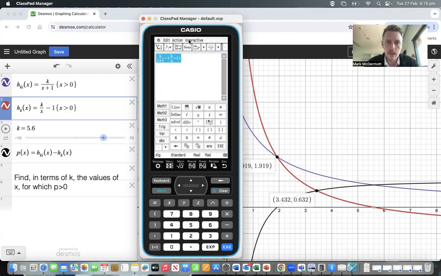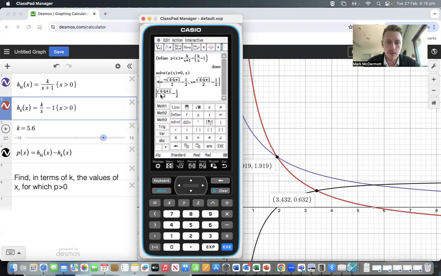We're going to highlight that, go to Interactive, define, and define that as p of x. Okay, p of x, we want to solve p of x equals 0 with respect to x, and then press enter. We get these two solutions: negative the square root of 4k plus 1 all over 2 minus a half, and positive the square root of 4k plus 1 over 2 minus a half. We know that x is greater than 0, so we're going to take the positive component. We're going to take this part. So let's put that there.